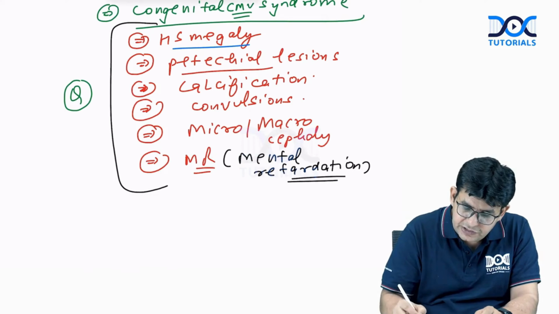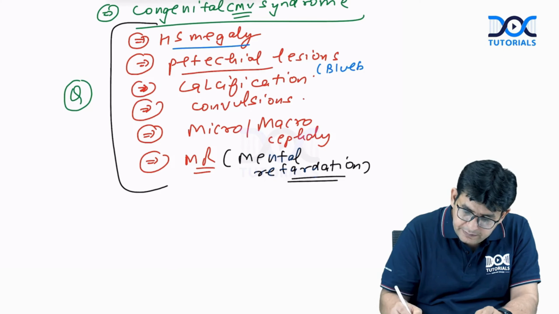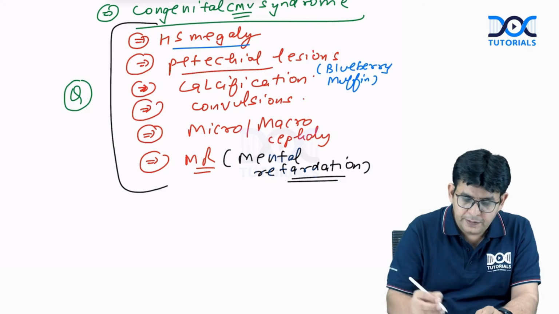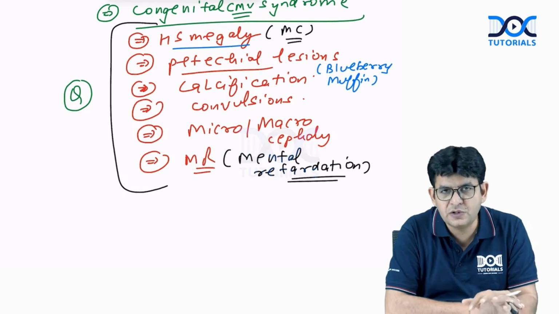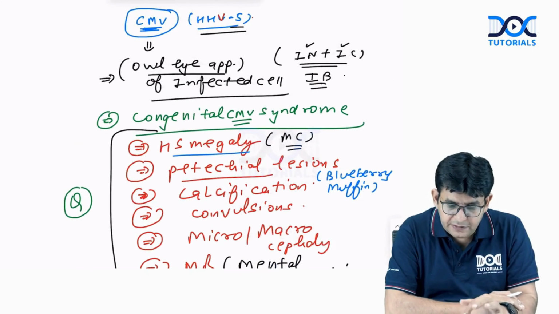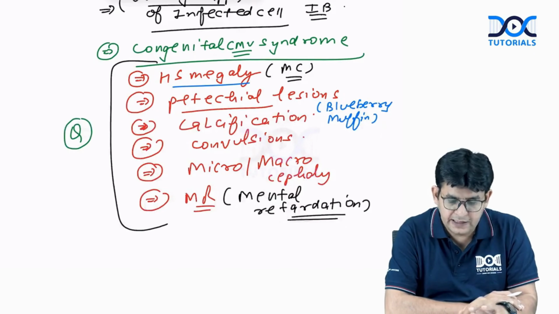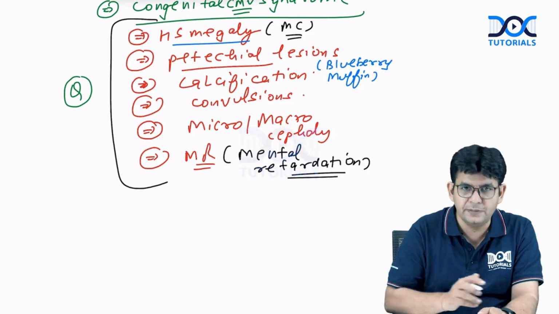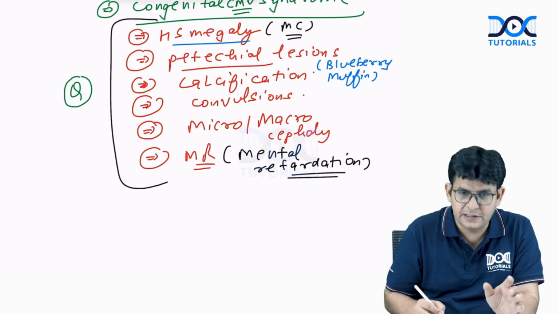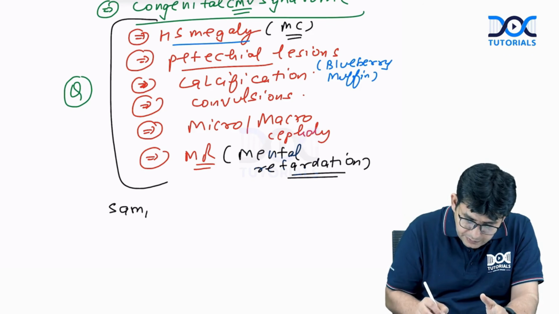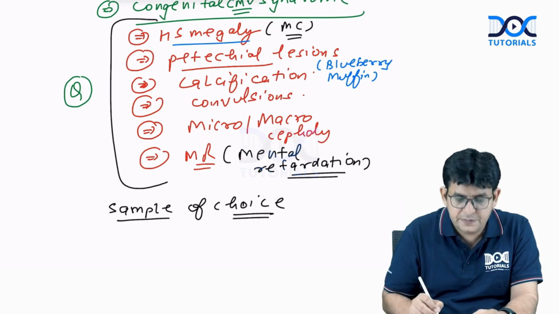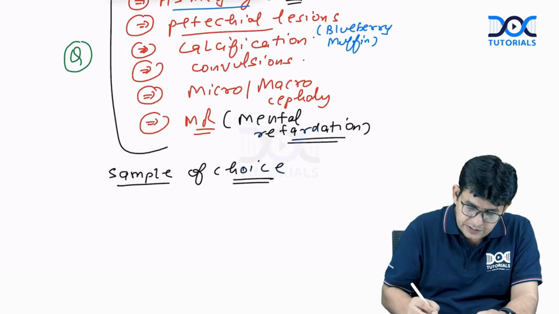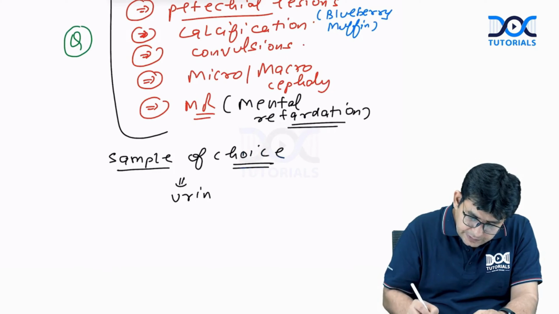Because of petechial lesions, it looks like a blueberry muffin also. Blueberry muffin. Okay. And this is the most common feature of congenital CMV. This can also be asked separately. So what they have done, they have given that particular image of owl eye appearance and they have given these features of congenital syndrome and they asked which particular virus, CMV. And the next probable question might be what is the sample of choice for this particular congenital CMV syndrome diagnosis? Answer to that is urine.